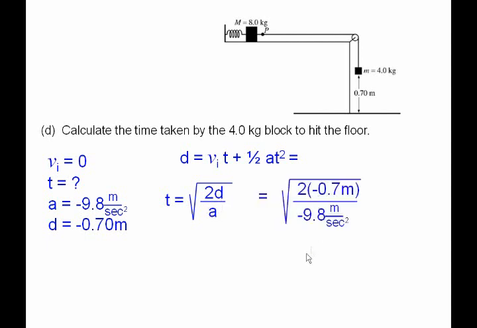Plugging those in, notice that I did the negative signs for both the distance and the acceleration because they're both going downwards. Meters are going to cancel. The denominator of a denominator becomes a numerator. So we have, for our unit, seconds squared with a square root, which is just seconds. We're going to round this one also to 2 places because everything's been measured to 2 places so far. 0.38 seconds.